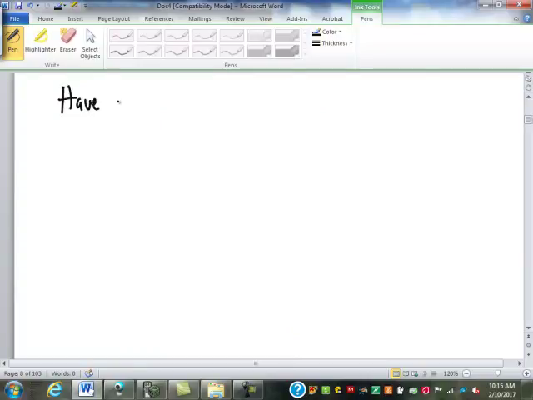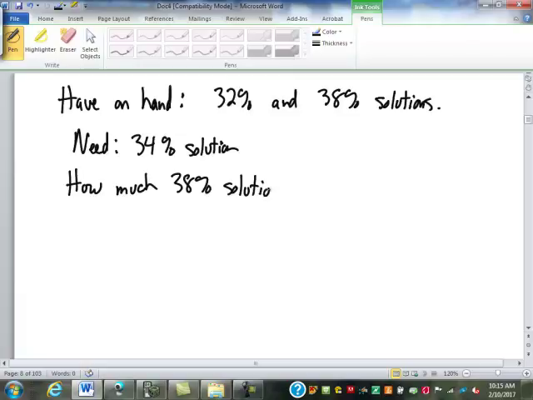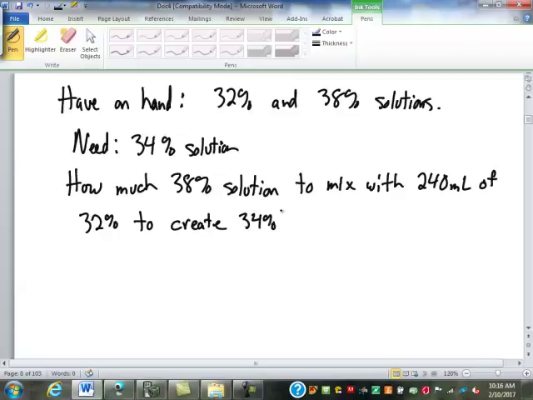So let's say that we have on hand 32% and 38% solutions. We need a 34% solution. So my question is, how much 38% solution do we need to mix with 240 milliliters of 32% solution to create the 34%? So we're mixing two solutions together here to hopefully get our final result.